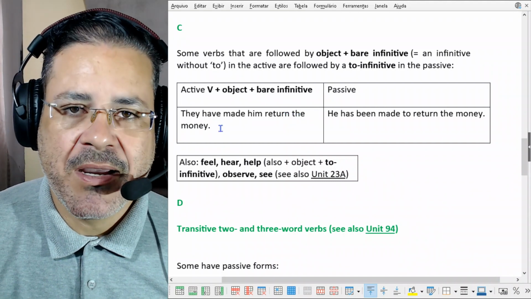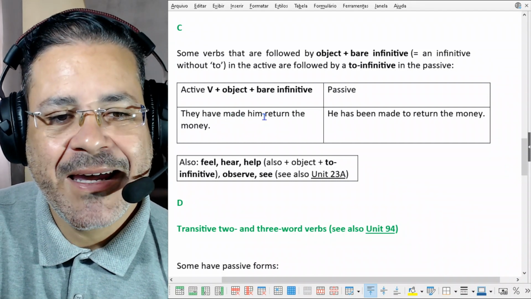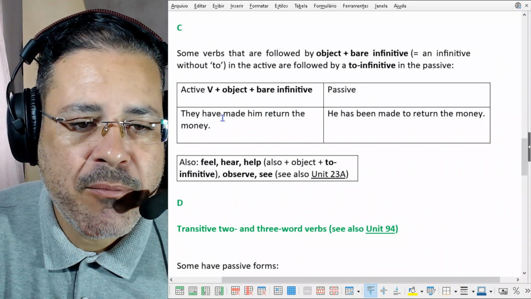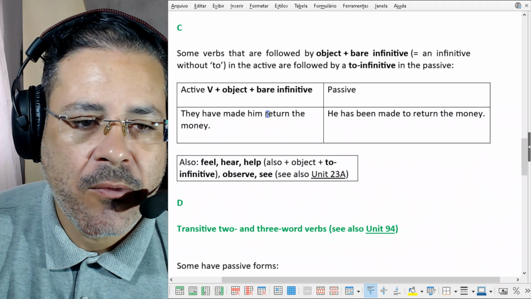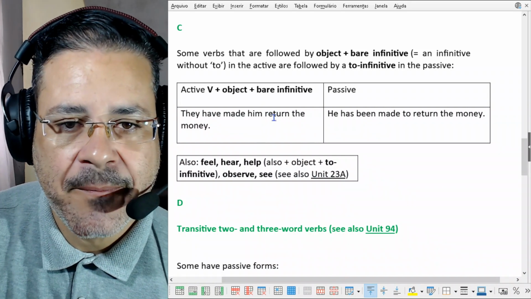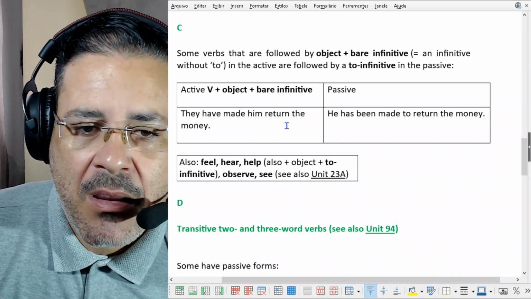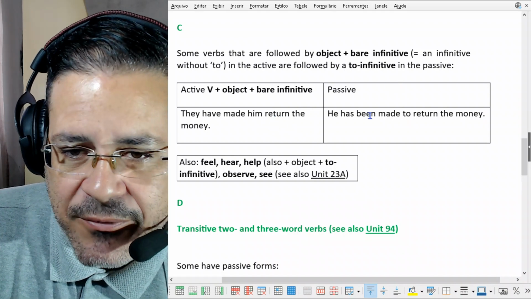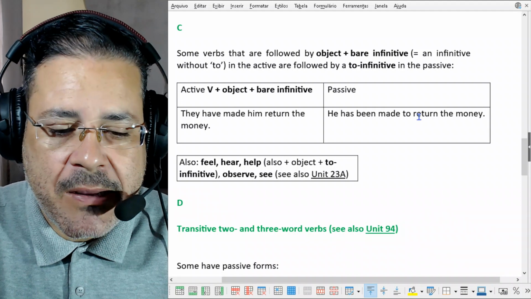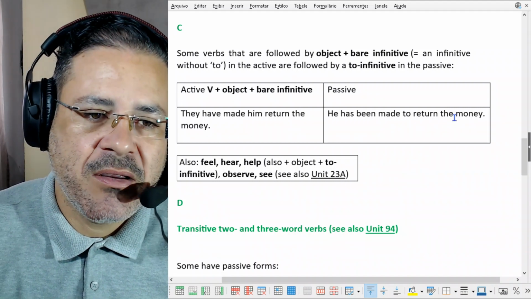They have made, verb, him, object, and then the bare infinitive. Not "they have made him to return the money." No, they have made him return the money. So we've got the bare infinitive here, an infinitive without to. And when it is like that, the passive gets: he has been made to return the money. He was obliged to return the money anyway.